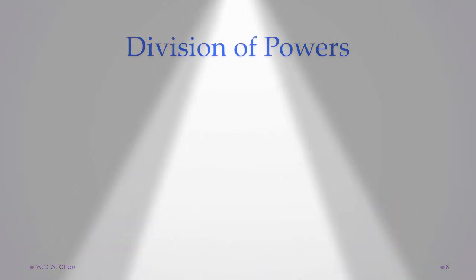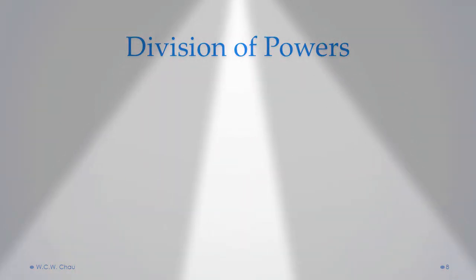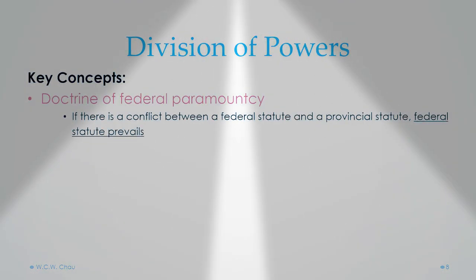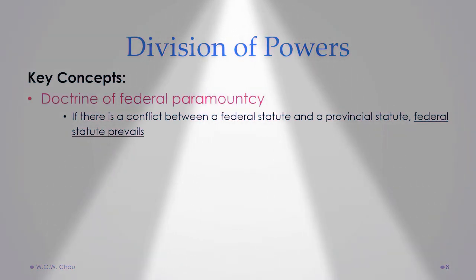In applying the division of powers between the federal and provincial governments, there are a couple of legal concepts that we need to be familiar with. The first concept is called the doctrine of federal paramountcy.